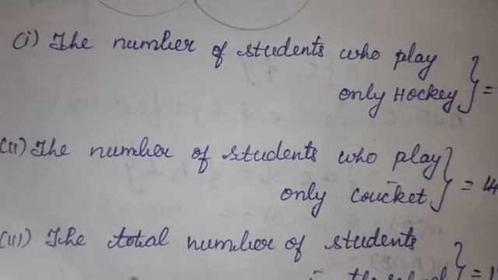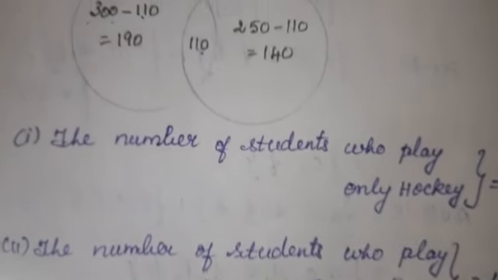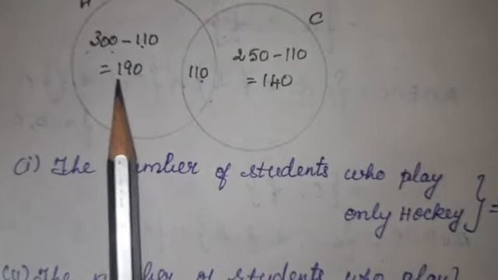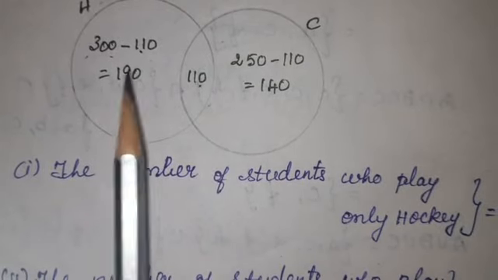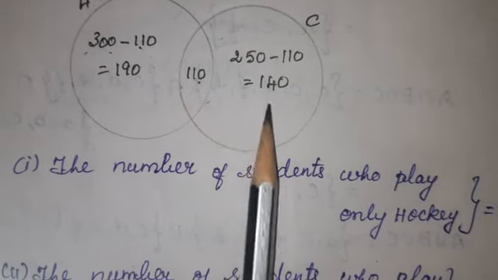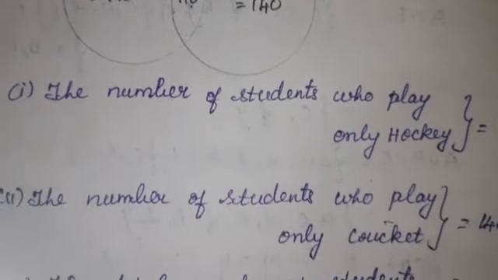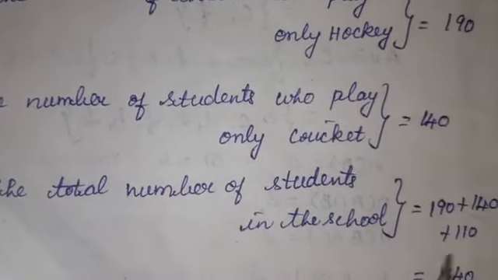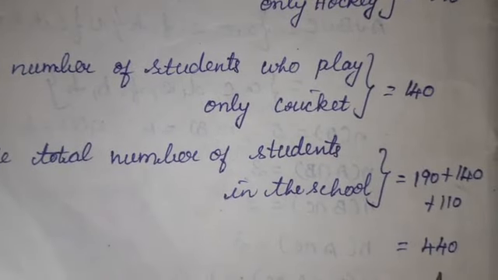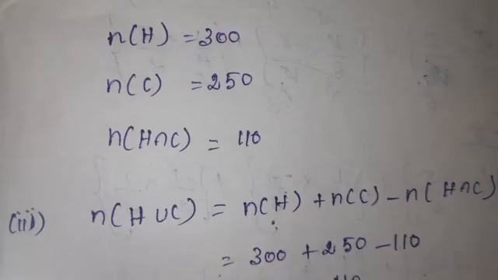Next one, the total number of students in that school: here we should add these answers. Only hockey is 190, both 110, then cricket 140. You add the three: 190 plus 140 plus 110, you will get 440. This is the total number of students in the school.